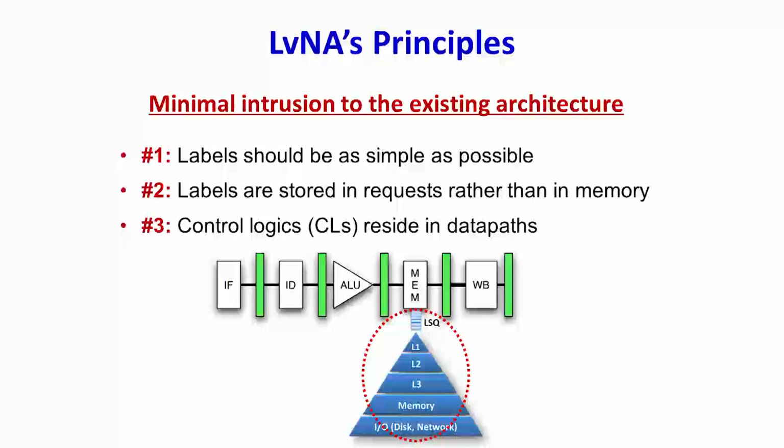information. Second, the labels are stored in requests rather than in memory. So we don't need to change memory to store such information. Third, control logic resides in data paths rather than memories.